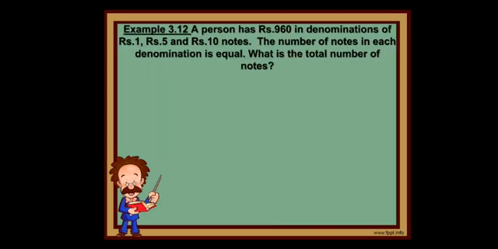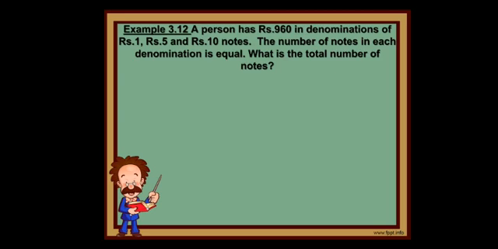Okay. Now see example 3.12. A person has rupees 960 in denominations of rupees 1, rupees 5 and rupees 10 notes. So a person has 960 rupees, and those 960 rupees are in 1 rupee notes, 5 rupee notes and 10 rupee notes. The number of notes in each denomination is equal. So the number of 1 rupee notes is equal to the number of 5 rupee notes, and that is equal to the number of 10 rupee notes.